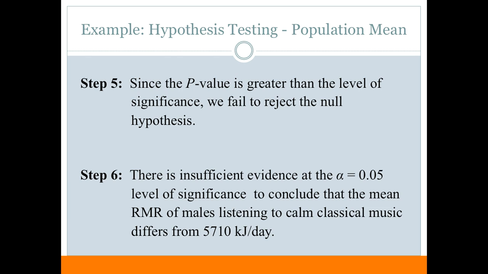This means that our sample data did not provide any evidence that suggests that we should reject our null hypothesis. So there was insufficient evidence at the 0.05 level of significance to conclude that the mean RMR of males listening to calm classical music differs in any way from 5,710 kilojoules per day.